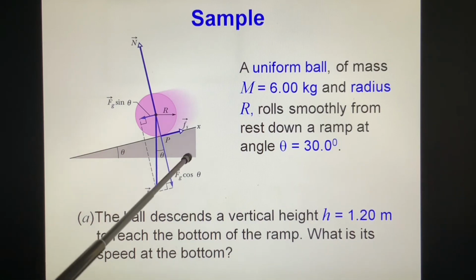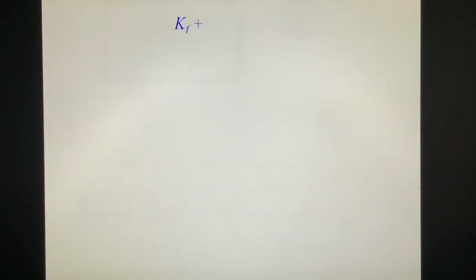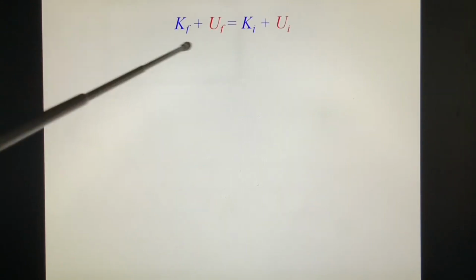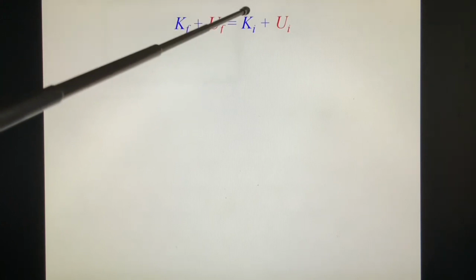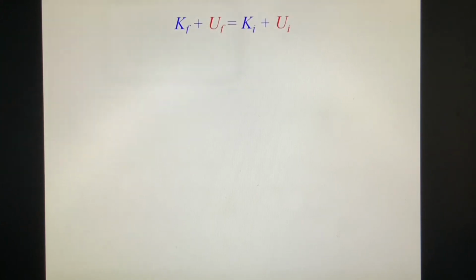In this case, the friction does not do any work because the point P does not move at all. So we have mechanical energy conserved. This is the final kinetic energy, final potential energy, initial kinetic energy, initial potential energy. Here, potential is the gravitational potential energy. Now we write it down.